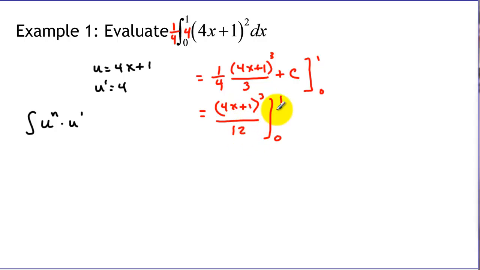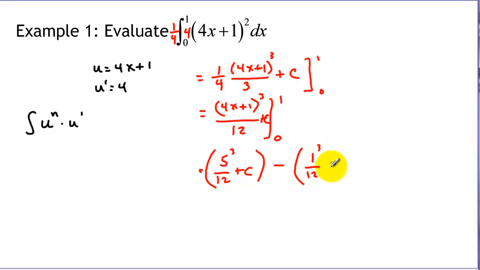Now, the fundamental theorem of calculus says that we can now plug in the 1 into this. So now I've got 4 times 1 plus 1, so we have 5 cubed over 12. Whoops, I forgot my c here. Plus c. So that's my f of b. And now we have to subtract plugging in a, the lower limit. So I'm going to get here 1 cubed over 12 plus c. And if we calculate that, we now have 125 over 12.